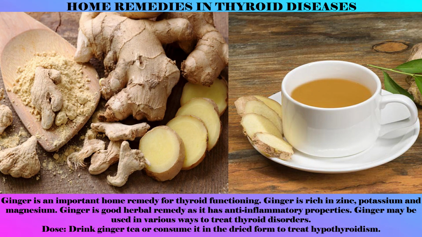Ginger is an important home remedy for thyroid functioning. Ginger is rich in zinc, potassium, and magnesium. Ginger is a good herbal remedy as it has anti-inflammatory properties. Ginger may be used in various ways to treat thyroid disorders. Dose: drink ginger tea or consume it in dried form to treat hypothyroidism.